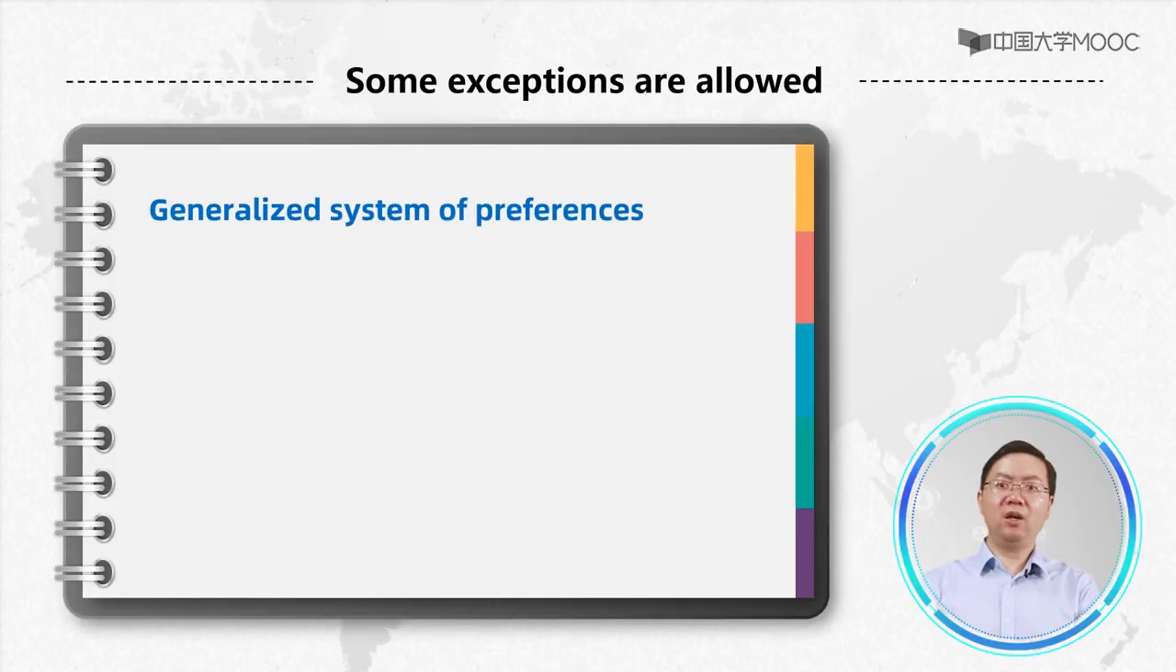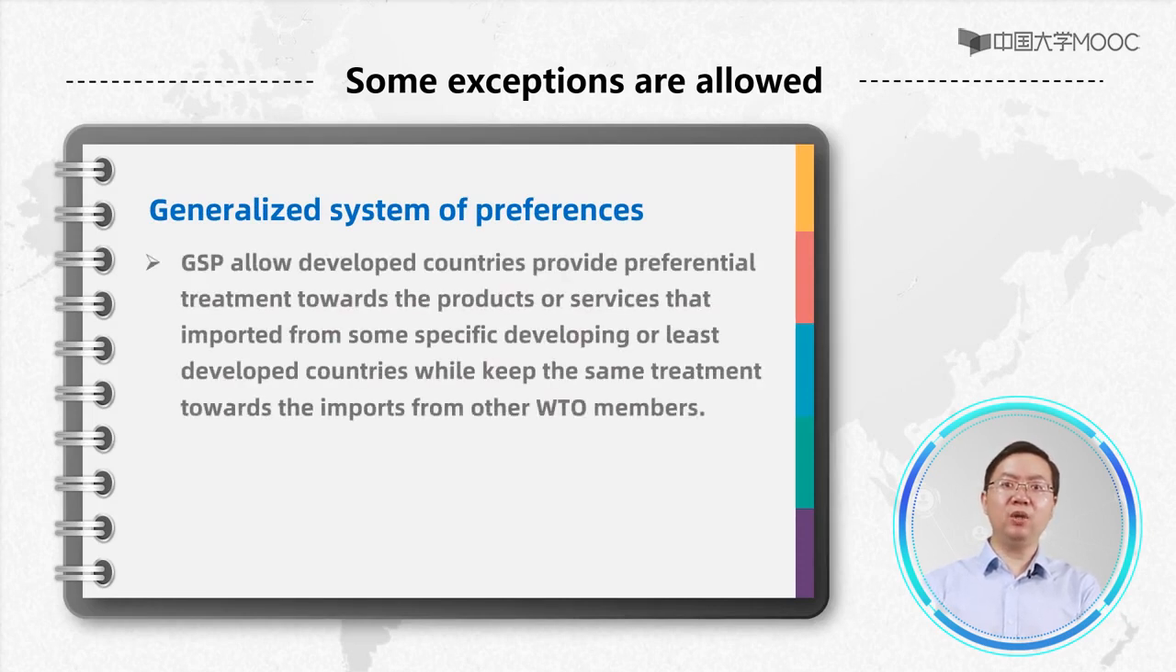Besides FTAs, the generalized system of preferences, or GSP, is another exception to most favored nation treatment. GSP allows developed countries to provide preferential treatment toward products or services imported from some specific developing or least developed countries, while keeping the same treatment toward imports from other WTO members. Even though it violates the most favored nation principle of the WTO, once again, here is the exception.